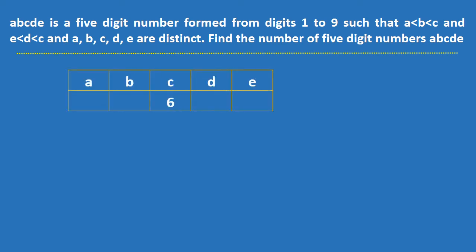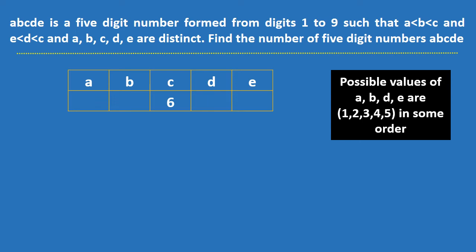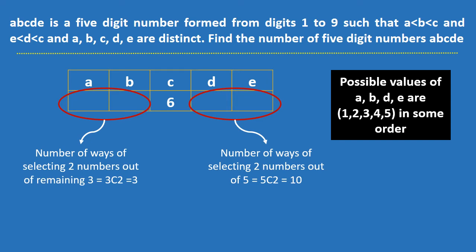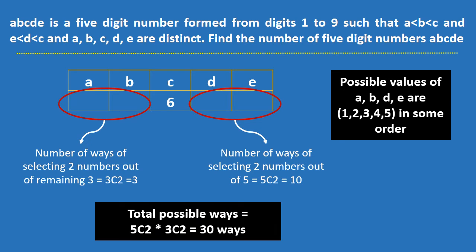Let us now consider a similar case when C is equal to 6. What are the possible values? Now the possible values for A, B, D, E are 1, 2, 3, 4, 5 in some order, satisfying the given conditions. Let us try to fill up D and E. Out of 5 possible numbers, we are choosing 2, which can be done in 5C2 ways, that is 10 ways. Now we are left with 3 numbers to fill A and B. So select 2 numbers out of the 3, which can be done in 3C2 ways, that is 3 ways. So when C is equal to 6, the possible values of A, B, C, D, E is 5C2 into 3C2, that is equal to 10 into 3, 30 ways.